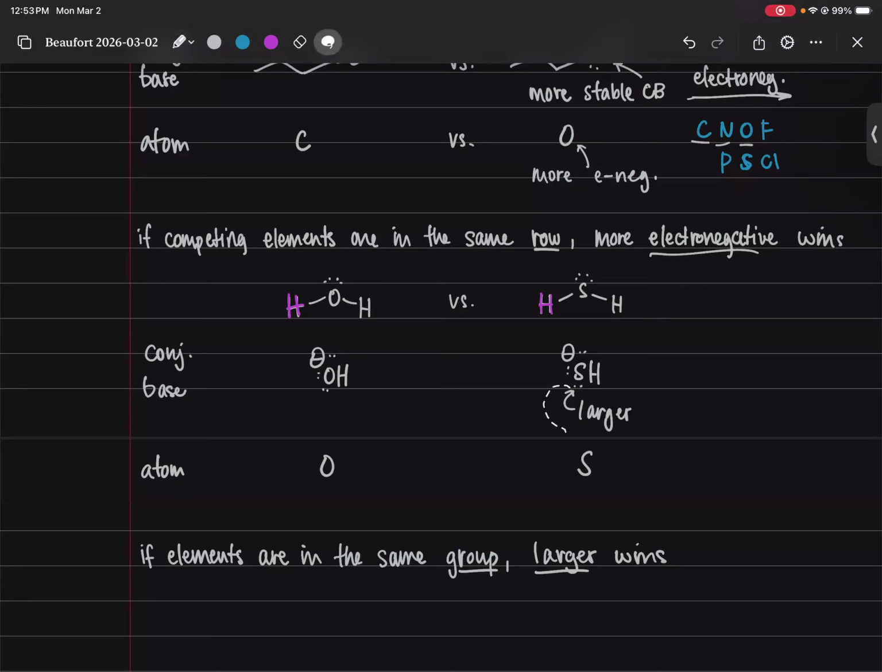Sorry, that should go here. Okay, so sulfur is the larger atom. That means SH minus is the more stable conjugate base. And so that means H2S is a stronger acid than H2O.